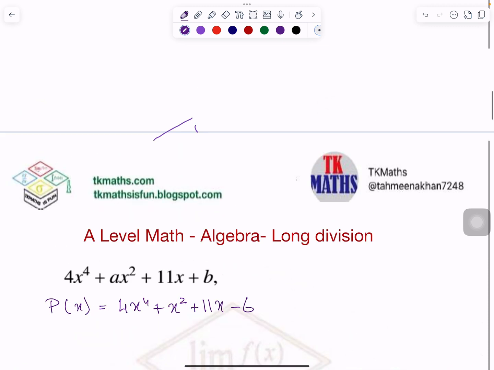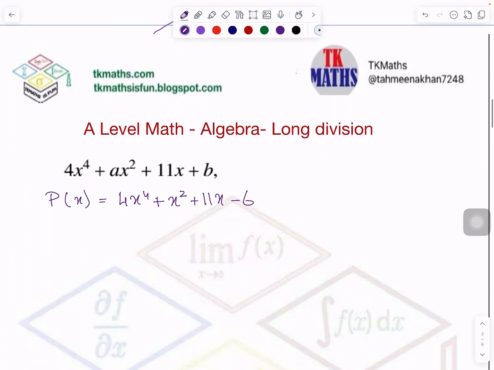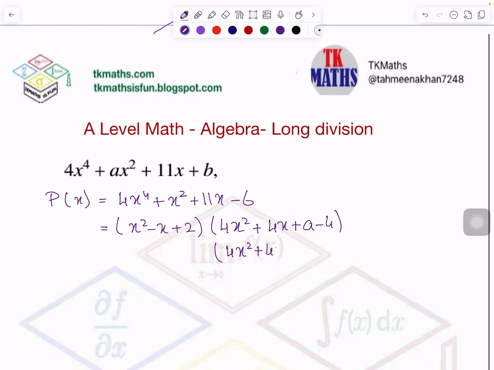Now we already have from here, if you see, this is your one factor and this is your other factor. So let me write it. This part is basically equal to x square minus x plus 2, the factor which was given in the question, and the other one you have gotten in the quotient, which is 4x square plus 4x plus a minus 4. And I know the value of a, which is 1. So if I replace it here, it will become 4x square plus 4x minus 3, right? So I have these two factors of the quartic equation.